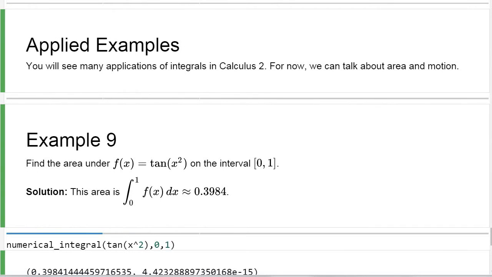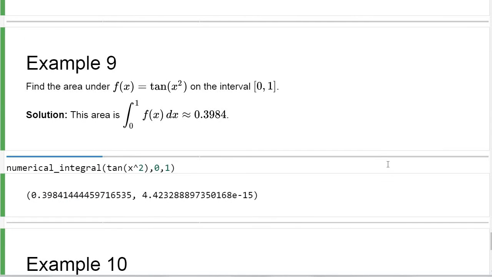Finally, I want to do a couple applied examples for integrals. We'll talk about a lot more applications of integrals in Calculus 2, but I would like to talk about area under a curve, which is kind of the basic starting point for a definite integral, and also about motion with velocity and acceleration. We talked about those with derivatives. First off, let's do the area one. So example 9, we have the area under tangent of x squared as x ranges from 0 to 1. That is the definite integral from 0 to 1 of this function. And there's another one where numerical integral comes in handy. This is our approximation for that area.